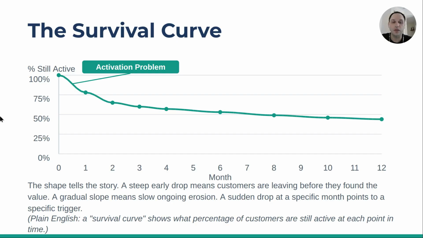A different shape would tell a different story. A gradual steady slope means slow ongoing erosion across the whole base. A sudden vertical drop at a specific month means something specific is happening at that point. A billing event, a feature change, a competitive trigger. The curve makes the pattern instantly readable.